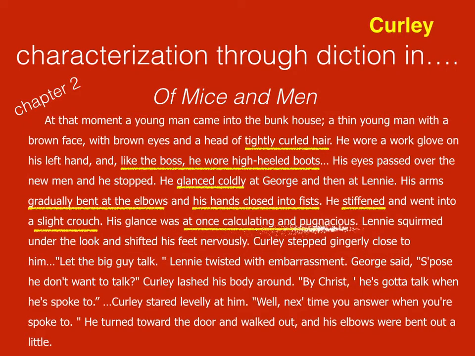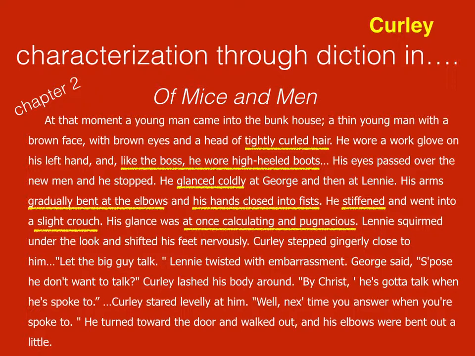His glance is again described as calculating and pugnacious. The word calculating suggests that Curly is sizing these guys up. He's taking a look at them, he's kind of measuring, saying to himself, can I take this guy? He's sizing them up and he's getting ready to fight them. And the word pugnacious, that's a great SAT word. It means inclined to quarrel or fight readily. It's combative.